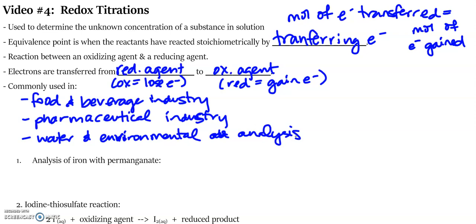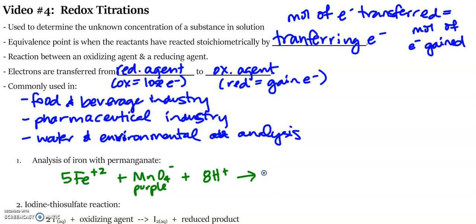So, the analysis of iron with permanganate. In this, if you had 5 Fe2+, it will react with MnO4-, your permanganate ion, which would be a purple solution, and 8 H+, which would then make your 5 Fe3+.